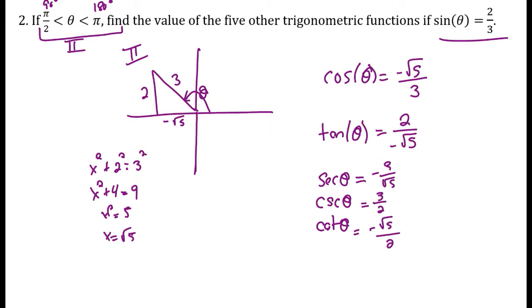Done. That's how we got the other 5, by using our original 3 that we've known and loved since Common Core geometry, and taking their reciprocal. Notice that cosine and secant are negative, tangent and cotangent are negative. Cosecant should be positive because sine is positive.